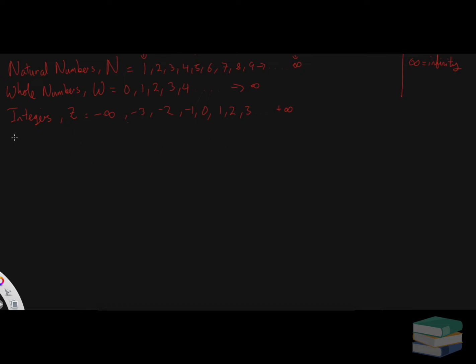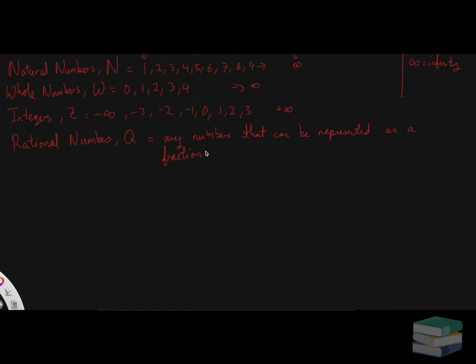Okay, so afterwards we have something called rational numbers. Rational numbers are denoted by the capital letter Q, and rational numbers are any numbers that can be represented as a fraction.